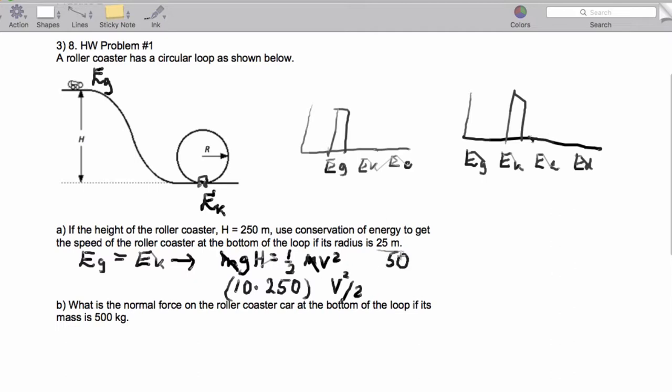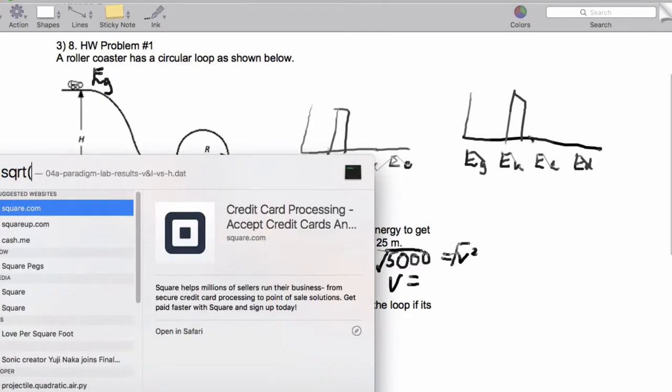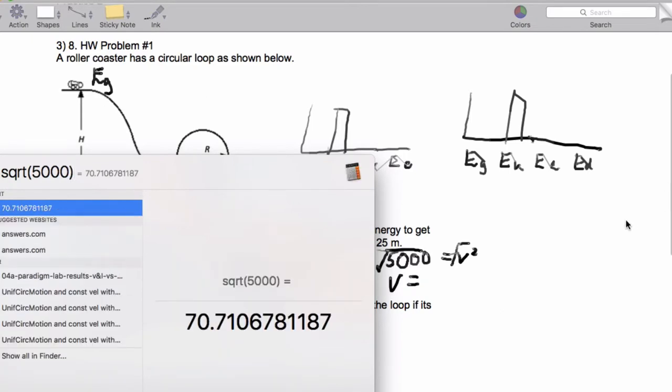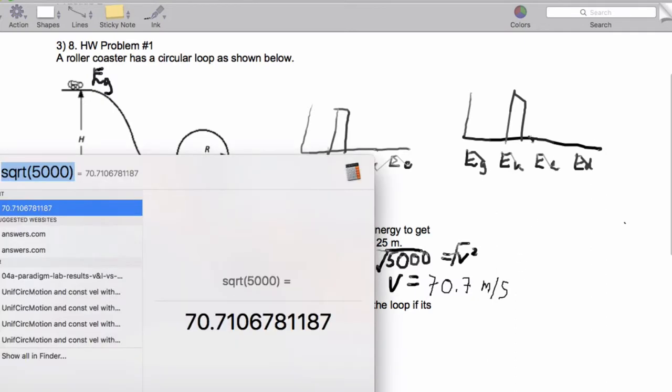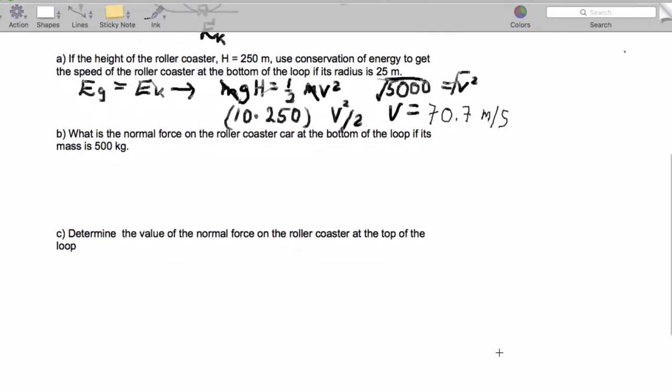5,000 equals v squared. When we take the square root of both sides, we're going to end up getting, let's just see, 70.7 meters per second. Well, isn't that just a wonderful answer to a wonderful question? Did I get that right? Yes, I did.